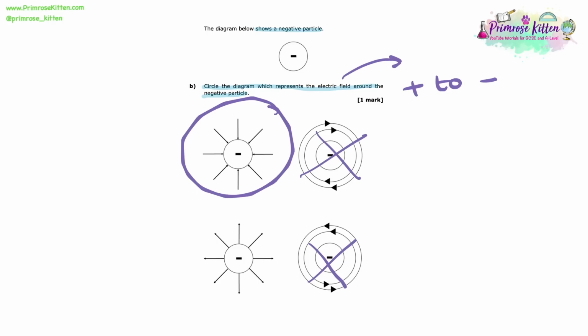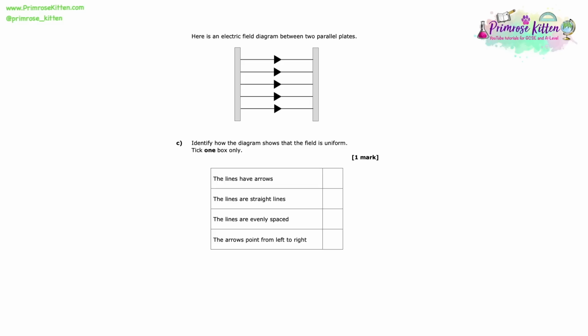Here is an electric field diagram between two parallel plates. Here we need to identify how the diagram shows that the field is uniform. So a uniform field is one that is the same everywhere. It's the same strength everywhere. And the reason why I can see that this has a uniform field is the fact that these lines are all evenly spaced. So it's not the fact that they're straight lines, it's not the fact that there are arrows, and it's not the fact that the arrows are pointing from left to right. Uniform fields will have evenly spaced field lines.